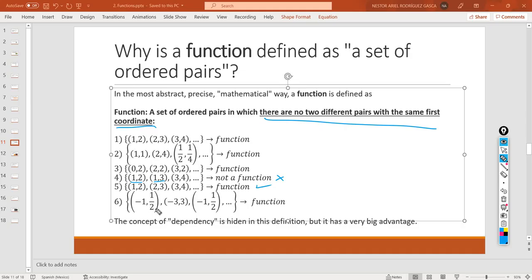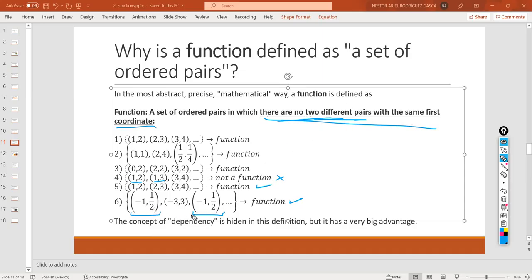-1, 1/2, -3, 3, -1, 1/2. You may be tempted to say that this is not a function, but that would be incorrect. It is a function. Why? Because you have these two pairs and both have the same coordinate. Can you see? But they are in fact the same pair. So I'm just basically repeating the pair. They're not different. And here we need different pairs having the same first coordinate.